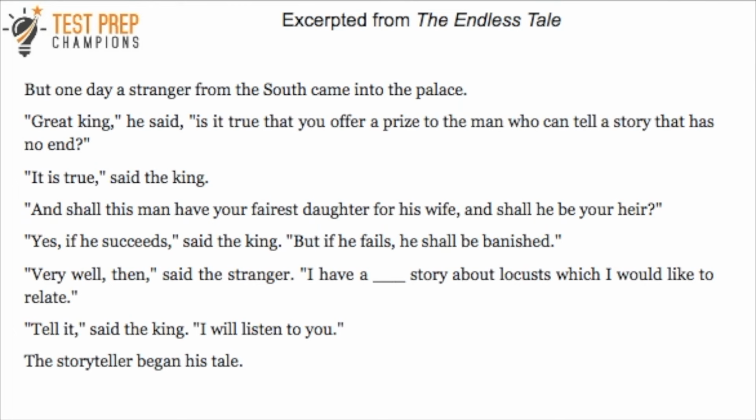"Very well then," said the stranger, "I have a blank story about locusts, which I would like to relate." "Tell it," said the king, "I will listen to you." The storyteller began his tale.